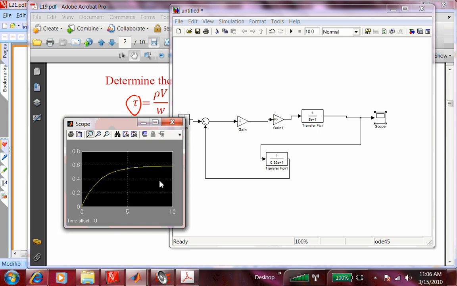It goes to about 0.6. It goes only to 60% of the step change I wanted. Why is that? Because it's only a proportional controller.